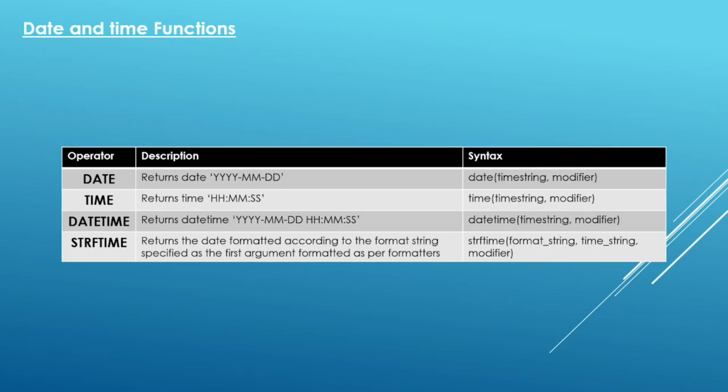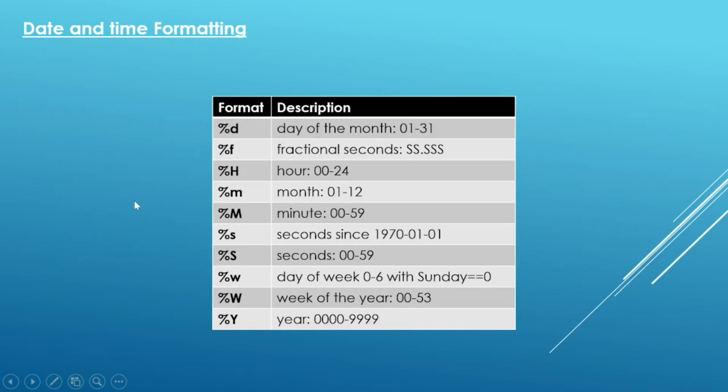So as you can see, the syntax for date is simply the time string that we want to give and what you want to return from this. Similarly for time and datetime, but with string formatting, you have to give the time string for formatting and the modifier you want to apply. Now in strftime or any of these date functions, these are the format operators we apply.